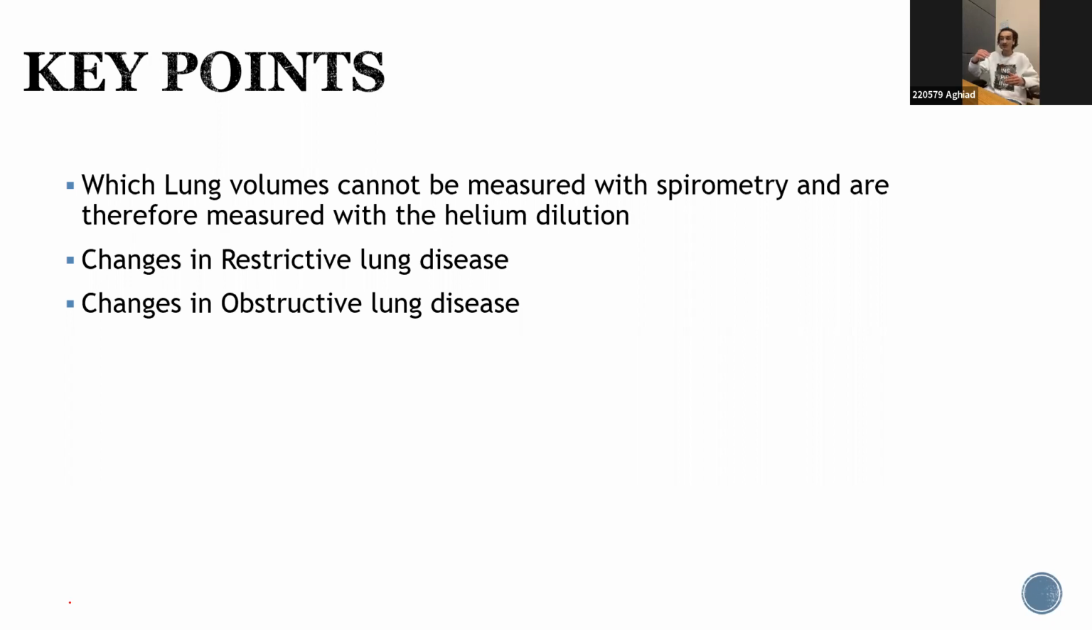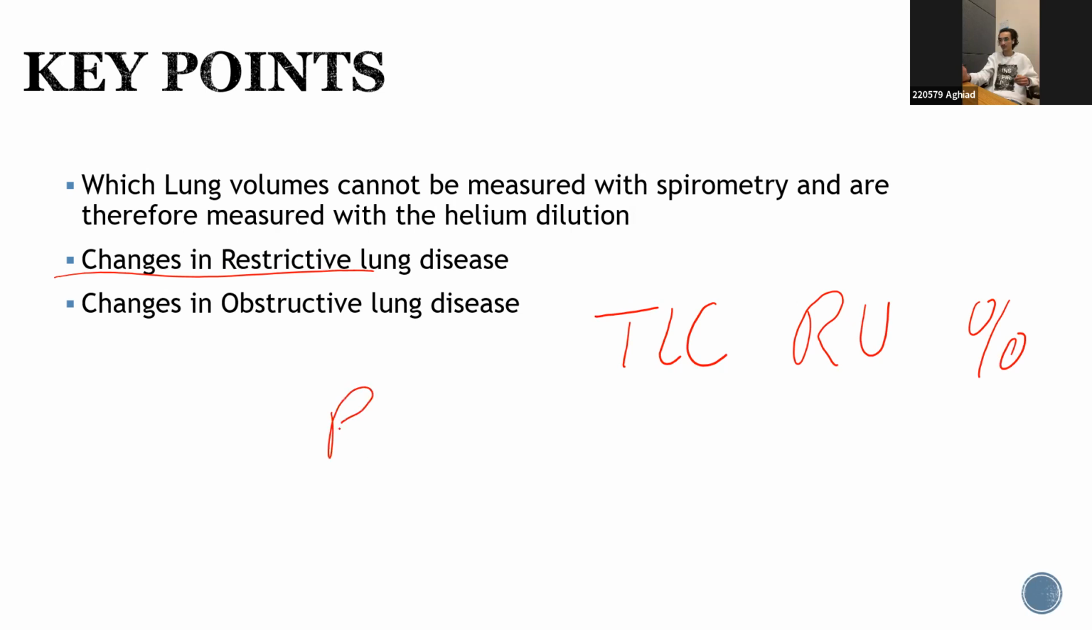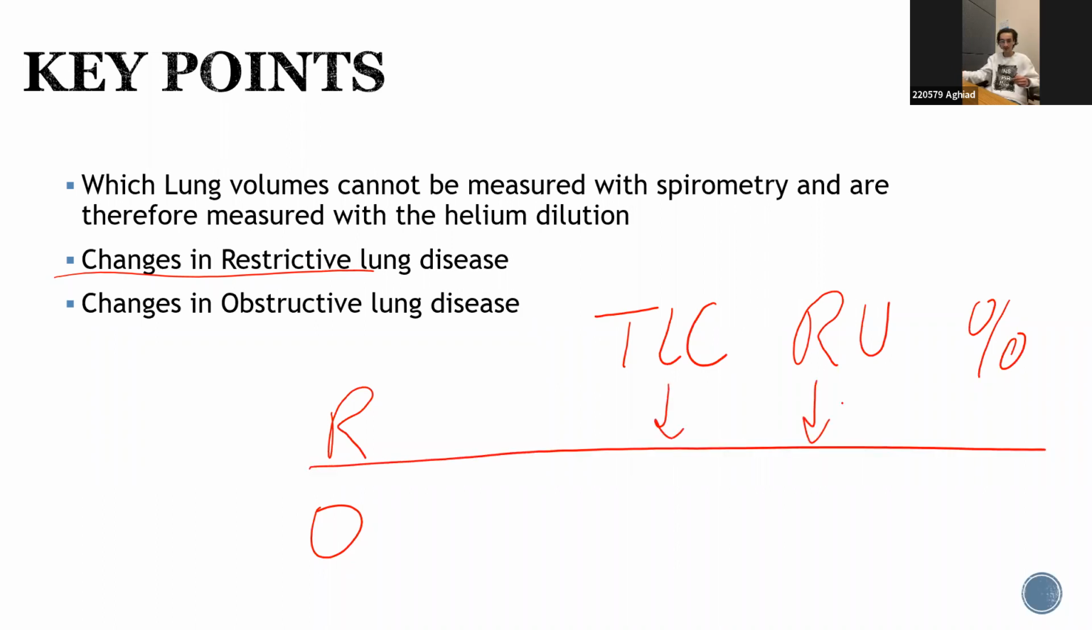And so how does restrictive lung disease change total lung capacity, residual volume, and the ratio? Let's talk about restrictive for now. Yes, exactly. For restrictive, everything decreases, and the ratio stays the same. But for obstructive, how does it change now, you guys? Yes, it increases. Everything increases.